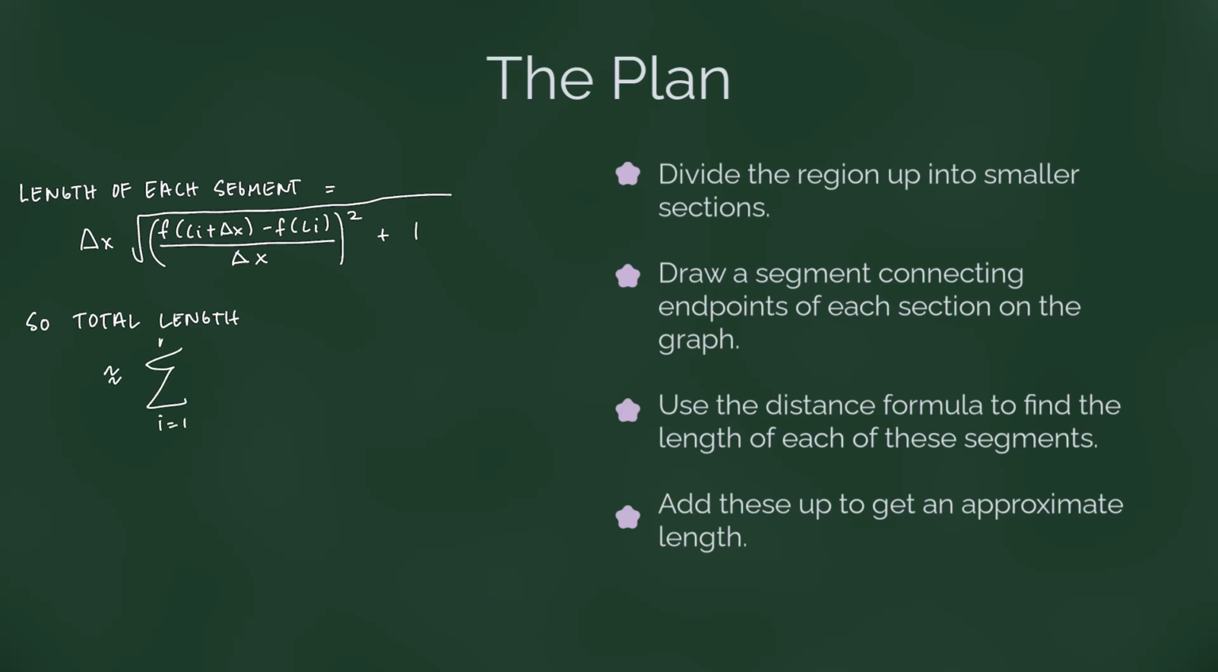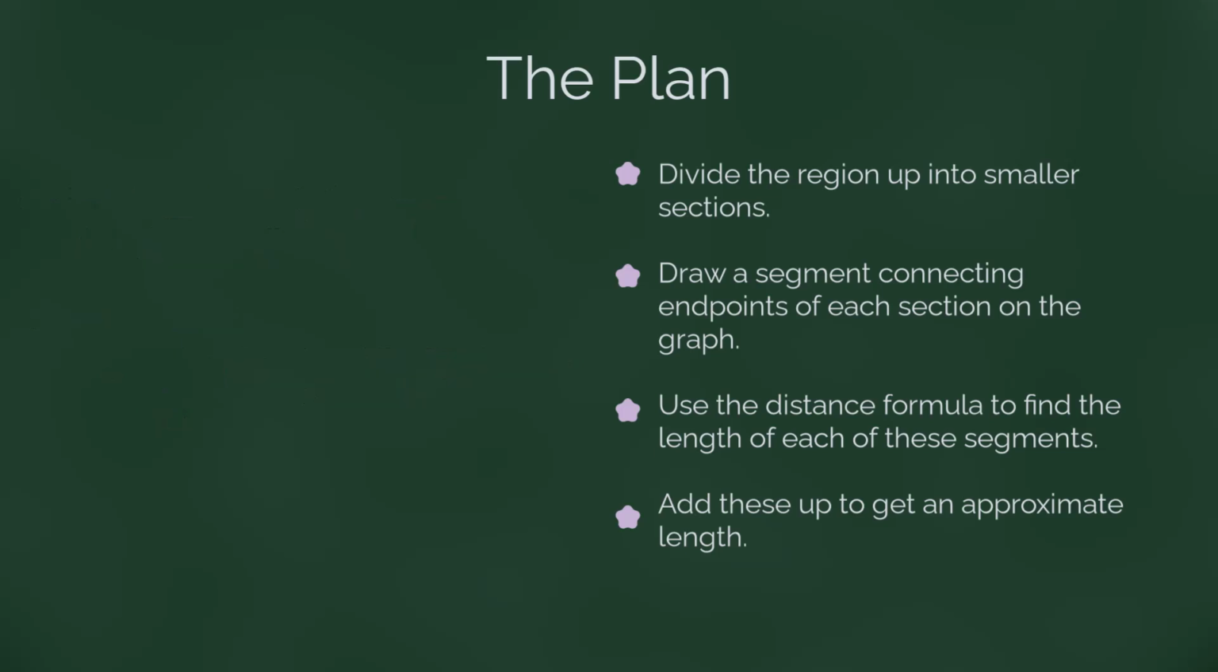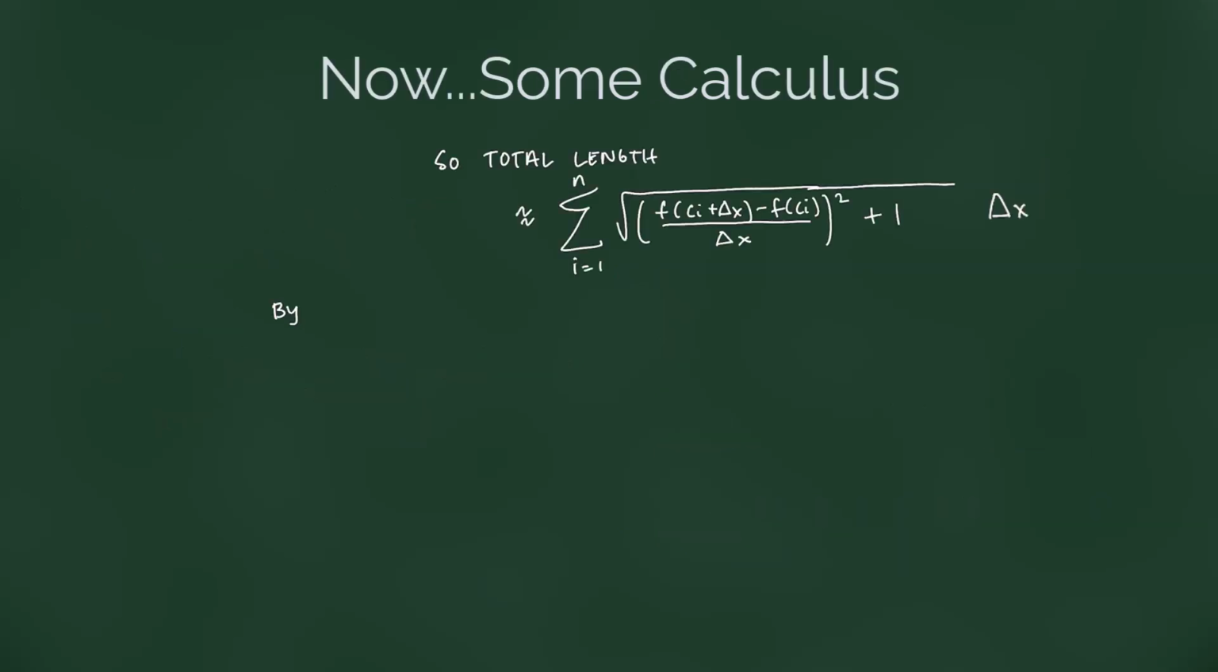That's going to be represented by the sum from i equals 1 to n of the square root of f of c sub i plus delta x minus f of c sub i all over delta x all squared plus 1 times delta x. Now we do a little calculus.